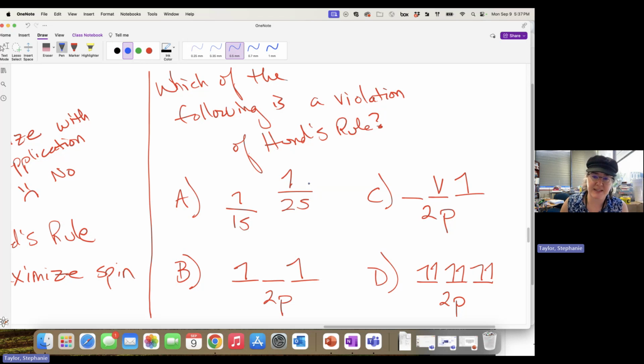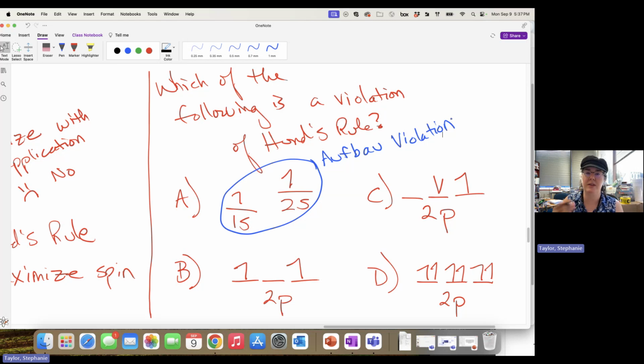Over here, this is an Aufbau violation. It does violate what we think of as the build-up principle: as you're putting in electrons, you start at the lowest energy level and build up from there, filling in each subshell before you go higher. That's an Aufbau violation. But Hund's rule just says to maximize spin. Both of those arrows are up, both have the same spin. According to Hund's rule, there's nothing wrong with A. According to all the rules, there is something wrong with A, but according to just Hund's rule, A looks great. A is fine.